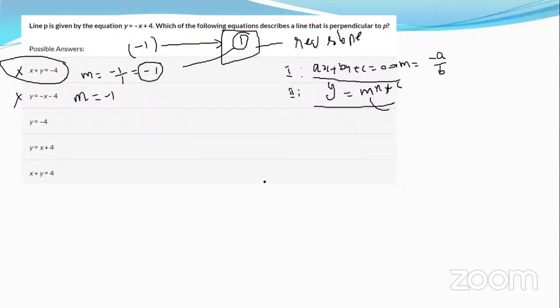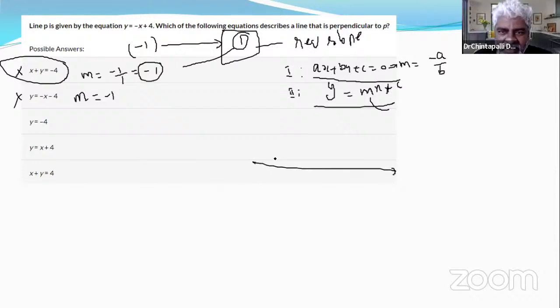If you draw that line on the graph, y is equal to negative 4, I told you about such lines. Negative 1, negative 2, negative 3, negative 4. So this is the line. It is a horizontal line, parallel to the x-axis. Whenever a line is parallel to the x-axis, its slope is 0 only.